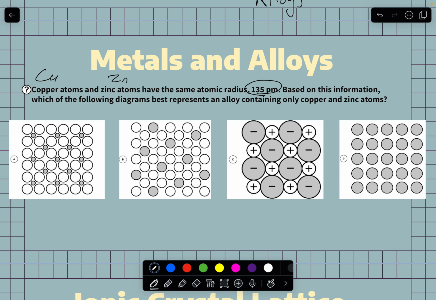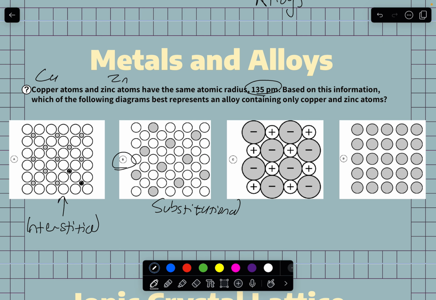They're replacing each other. So this first one here, on A, the second metal, it's a lot smaller, so it fits in between. Remember, if it fits in between, that's interstitial. That's an interstitial alloy. On B, we are replacing some of them. They look about the same size, so that is substitutional. That will be our answer, but let's look at C and D as well.